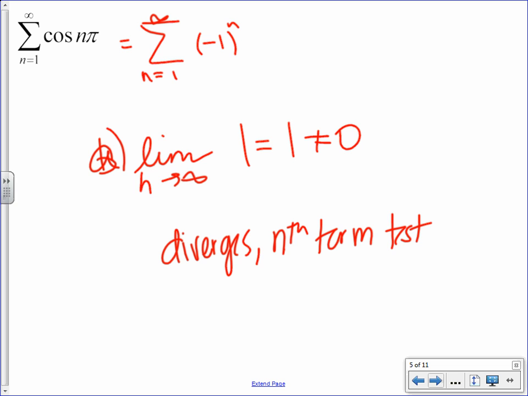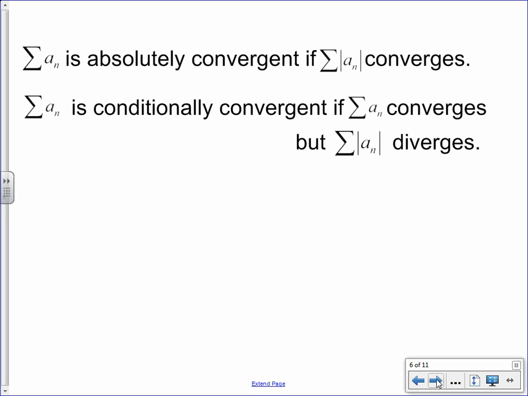Absolutely convergent. It's convergent with the alternating series piece or without it. Okay? So, if we take away that negative 1 to the power, which is really just putting an absolute value over it, right? I like to think of it, though, as taking that negative 1 to the power out. If it still converges without that negative 1 to the power, then it's absolutely convergent. If it doesn't converge, if it diverges without that negative 1 to the power, then it's conditionally convergent. It's only convergent because it's alternating.